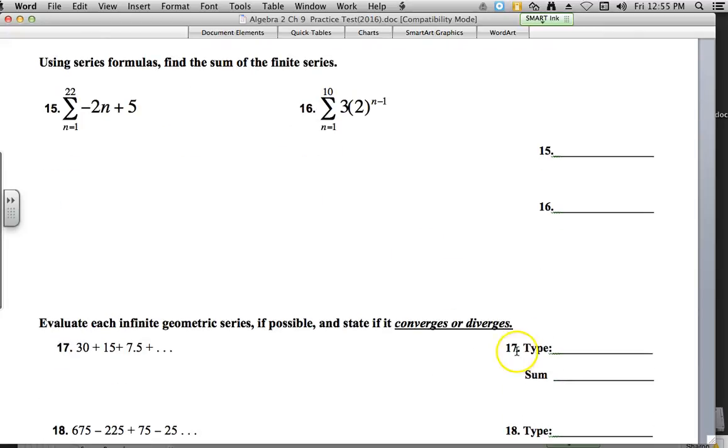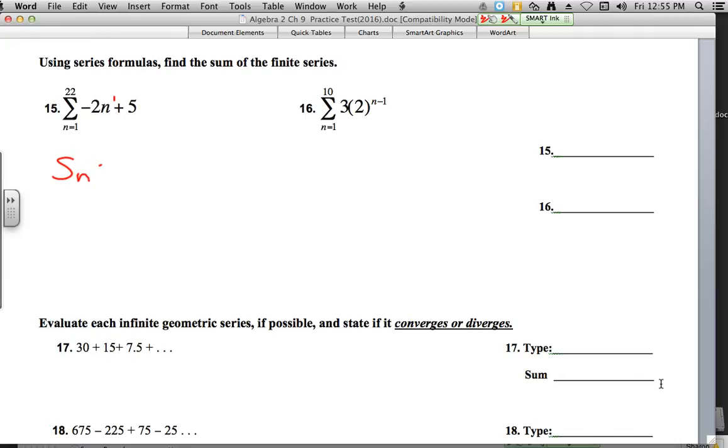All right, 15 and 16 says, using series formulas, find the sum of the finite series. So go ahead and pause the video and give those two a try. Number 15 is arithmetic, and the reason I know that is because that is an n to the first. So I want the sum of, let me write the formula out first before throwing numbers there.